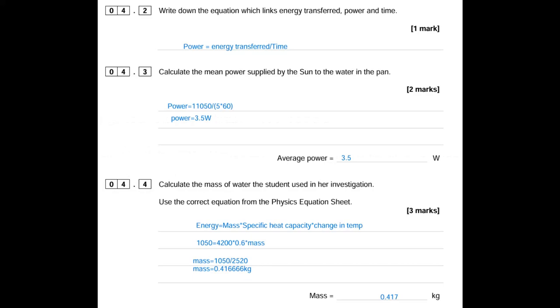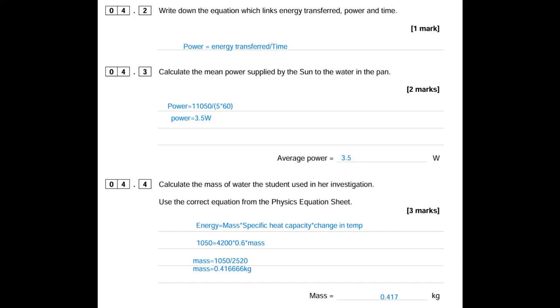Okay, starting off, we have power equals energy transferred over time. Once again, just retrieve that from your formula booklet. Now, for 4.3, for the mean power, you just sub in 1050, and then you divide it by 300, or like 5 times 60, because 5 minutes is 300 seconds.